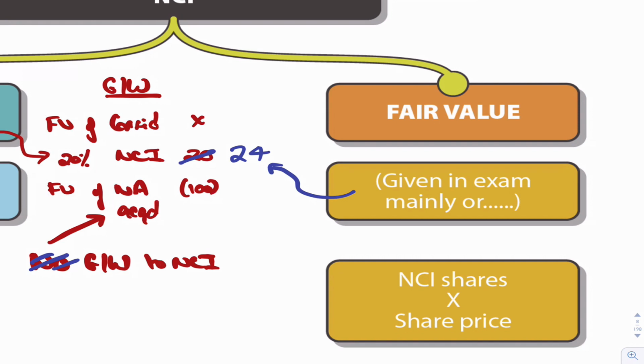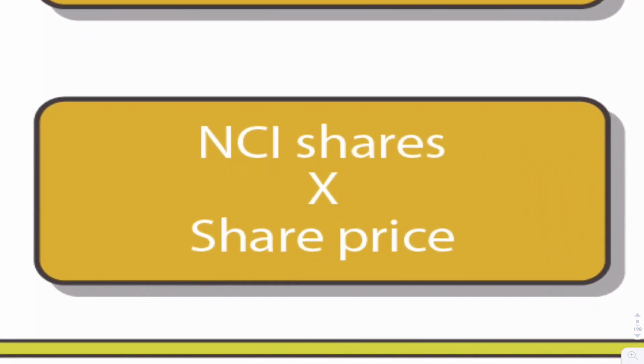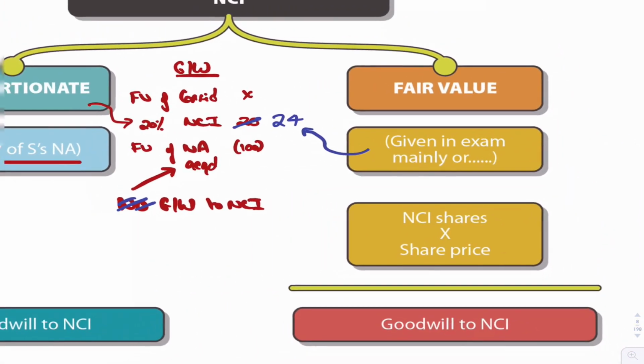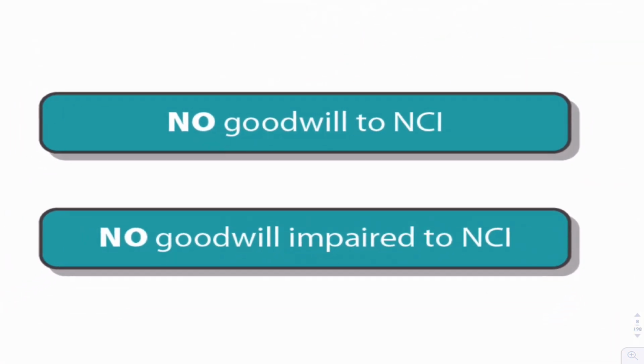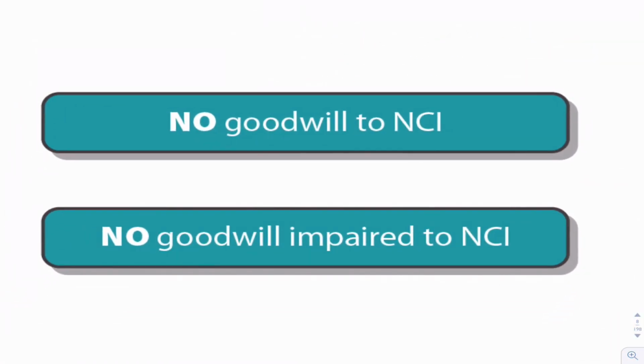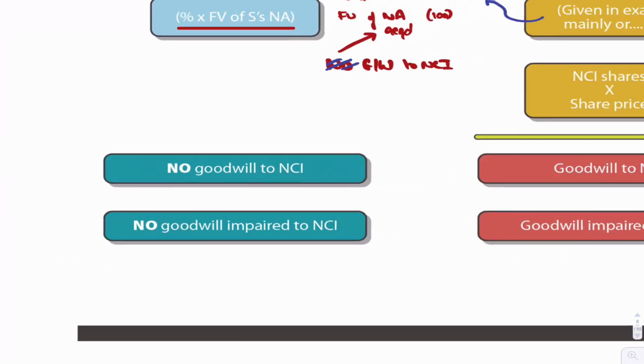As it says there, it's mainly given in the exam, or you could do the number of shares that the non-controlling interests own times by the share price. Okay, so when you do the proportionate method, sometimes called the partial goodwill method, no goodwill goes to the NCI, so therefore no goodwill impaired goes to the NCI either.